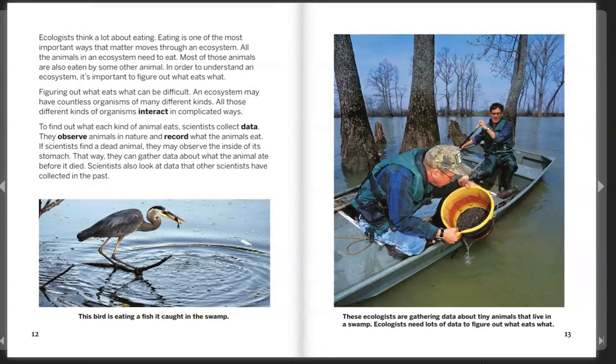Ecologists think a lot about eating. Eating is one of the most important ways that matter moves through an ecosystem. All the animals in an ecosystem need to eat. Most of these animals are also eaten by some other animal. In order to understand an ecosystem, it's important to figure out what eats what.